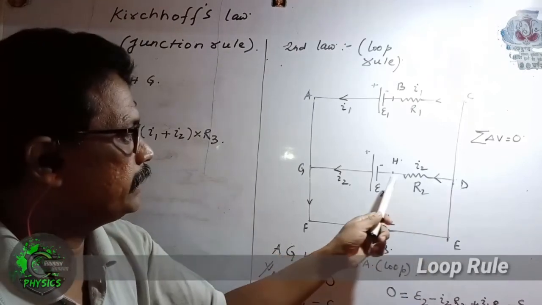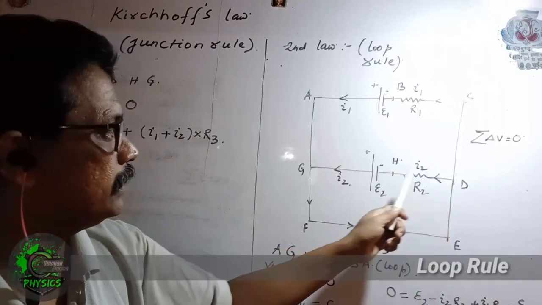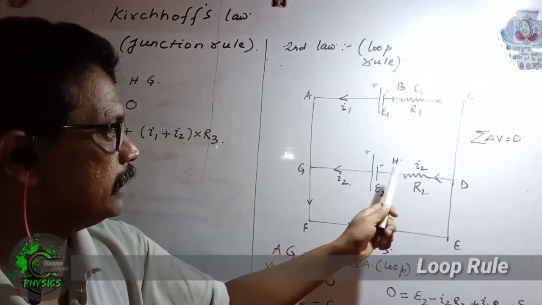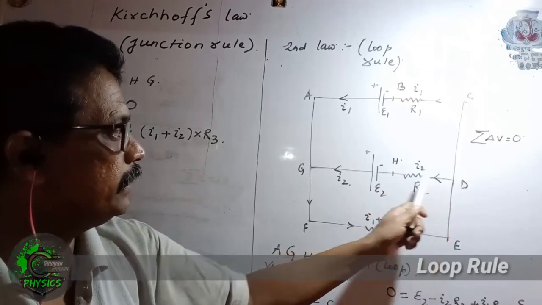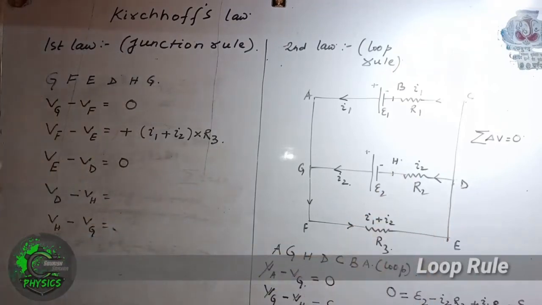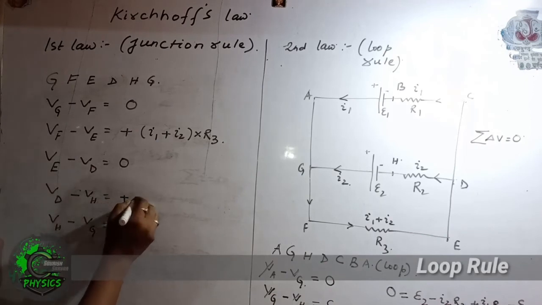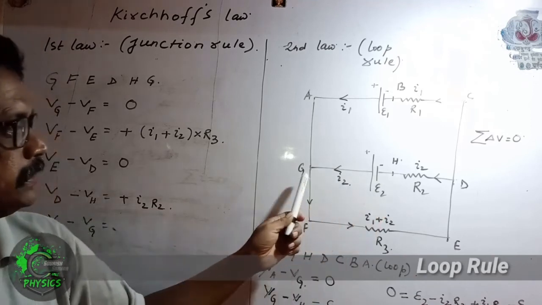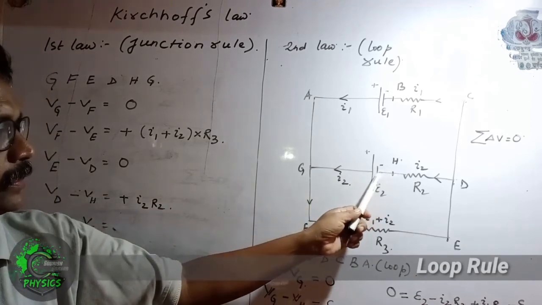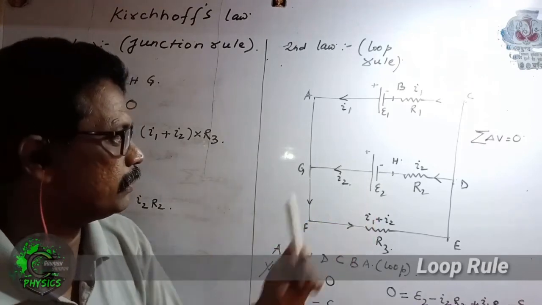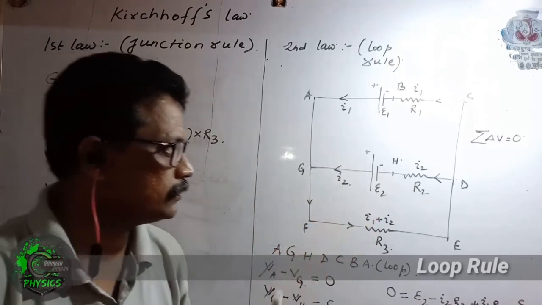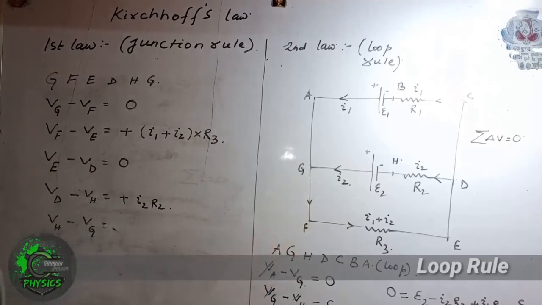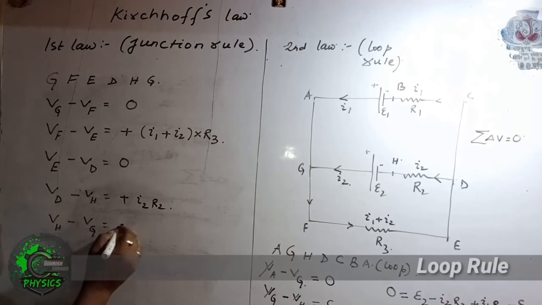Next is VD minus VH. The arrowhead is from D to H, so D is at higher potential, H is at lower potential, so VD minus VH must be a positive quantity, and that is plus I2 R2. Now VH minus VG: H is connected to negative terminal of cell which is at lower potential, and G is connected to positive terminal of cell which is at higher potential. So we get lower minus higher, the result is minus and it is E2.